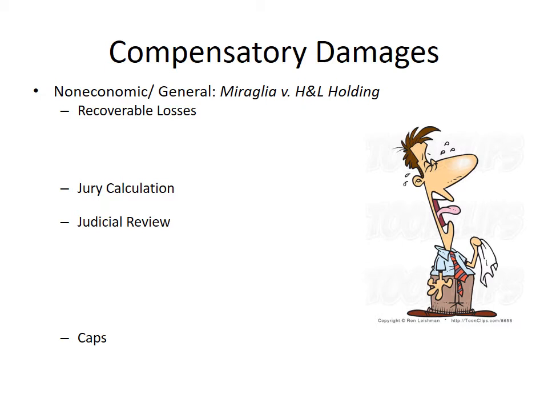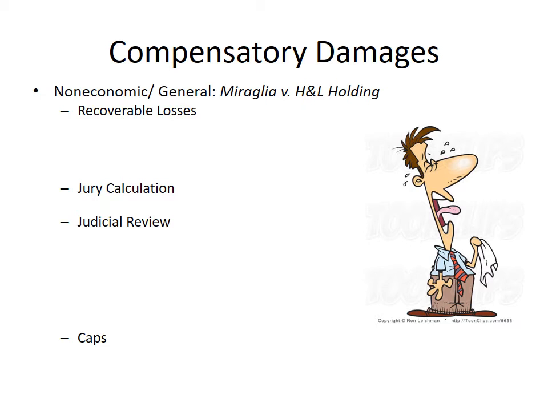So the second form of compensatory damages are non-economic or general damages, and we'll use the Maraglia case to get kind of a handle on these forms of damages. As I said at the outset, these are really pain and suffering type injuries, but there's actually a whole lot more involved. In the Maraglia case, we had a tragic accident of a construction worker who gets impaled on some rebar in a construction trench, and he had significant injuries, including severe nerve damage. It basically impaled his bowel, so he was going to have bowel problems for the rest of his life.